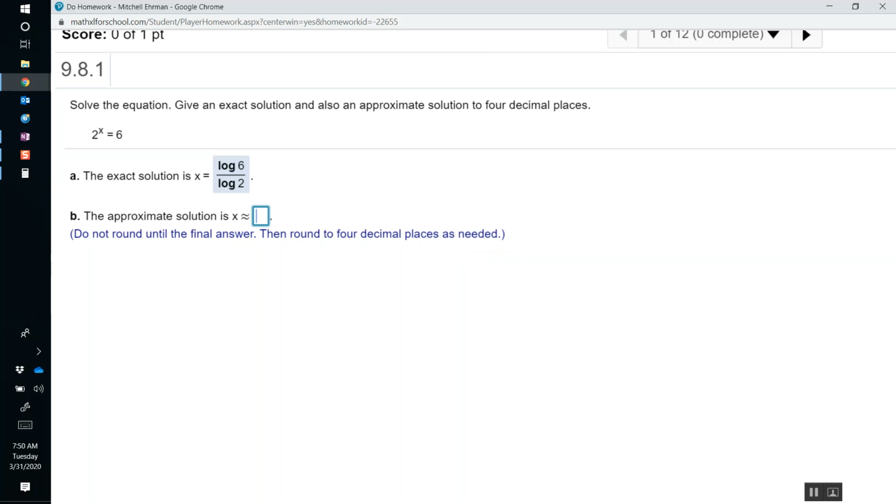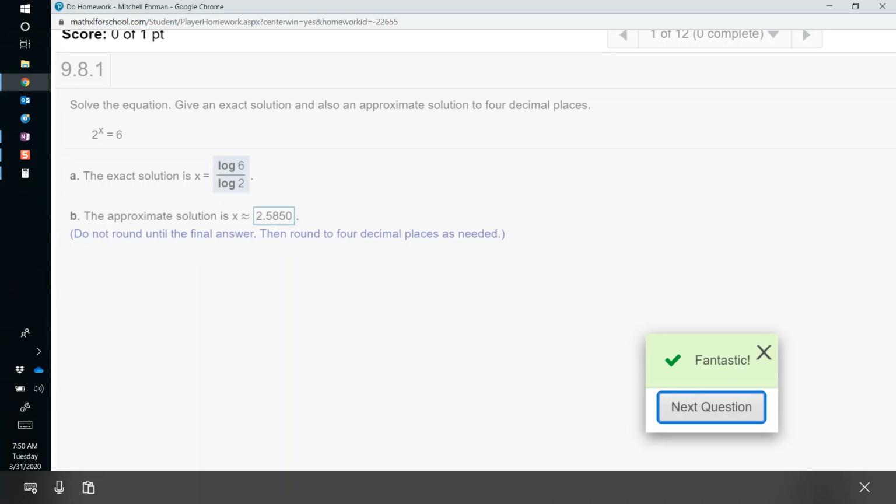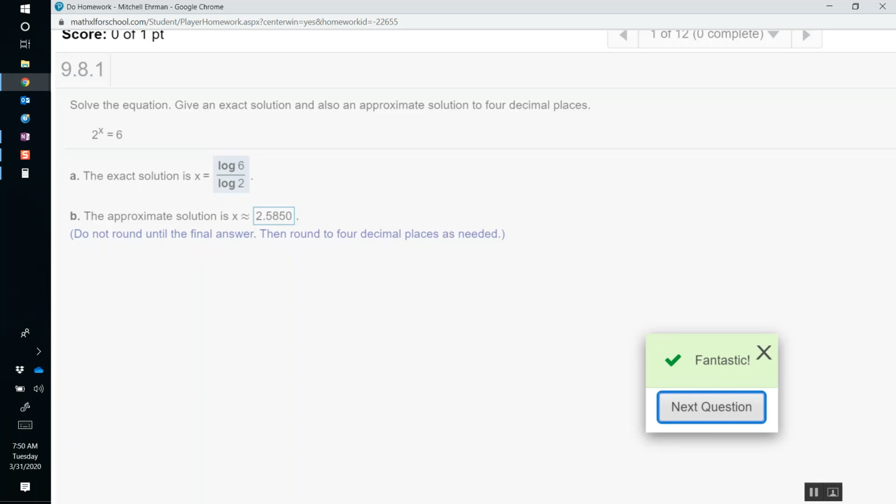2.5850 is what I'm going to write. Tap enter, and MathXL did like that.